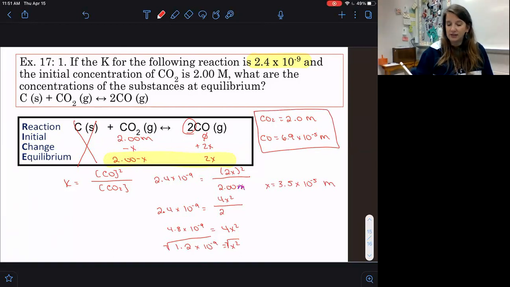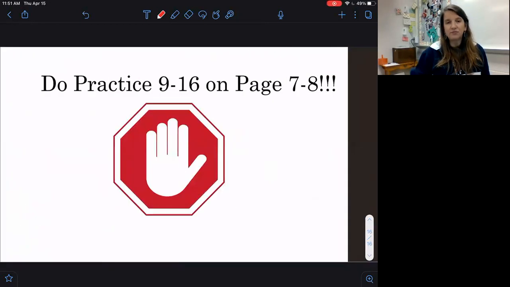All right, so that's how you do equilibrium problems when you're given initial concentrations and not equilibrium concentrations. So as you're working on problems 9 through 16 on pages 7 through 8, if you have any questions about those, feel free to reach out and let me know so I can help you.